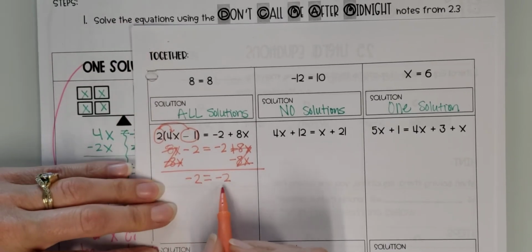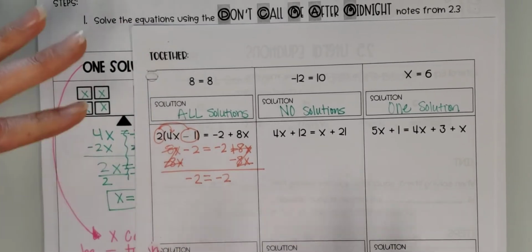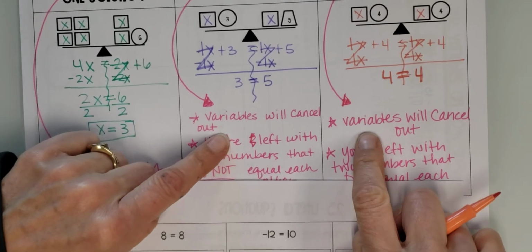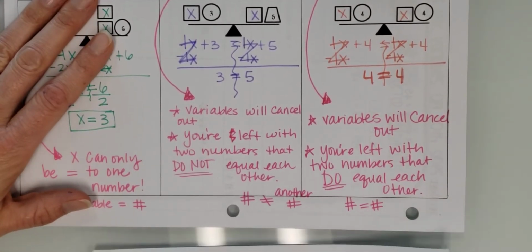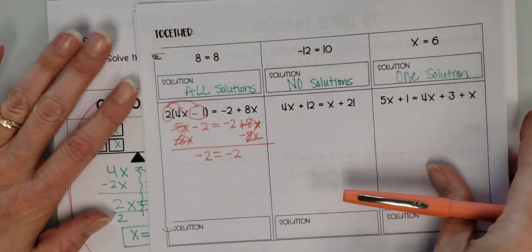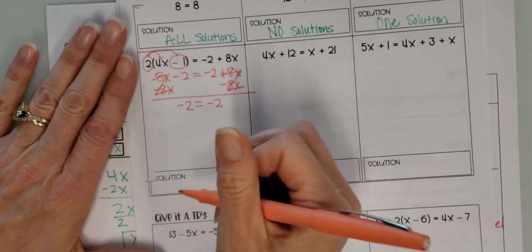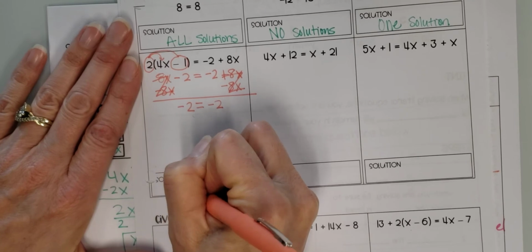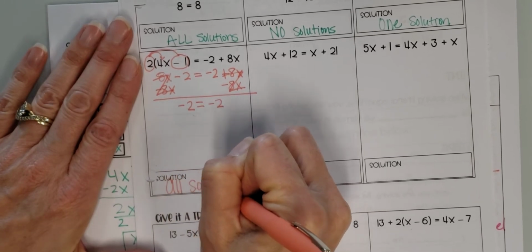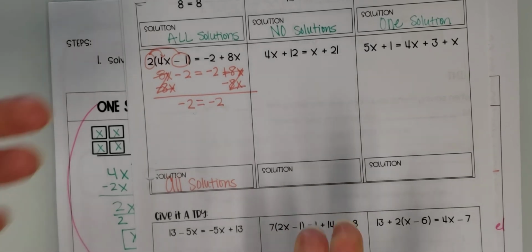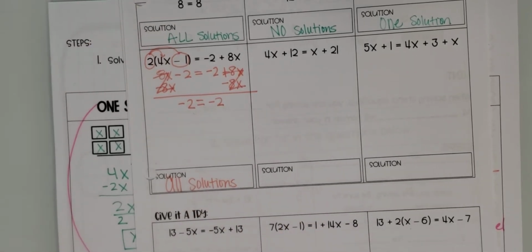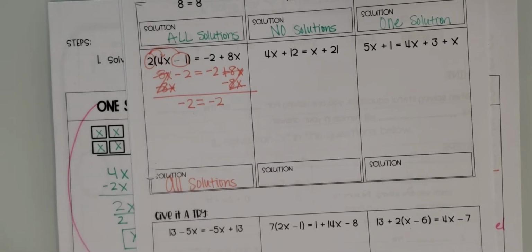So when I've got numbers that are the same, variables cancel out, right? Variables cancel out. But in this case, I'm left with the same numbers that actually equal each other. That means it's all solutions. It doesn't matter what number I pick to put in place for x, they will create an equal equation. The sides will equal each other, okay? All right, let's try the next one.